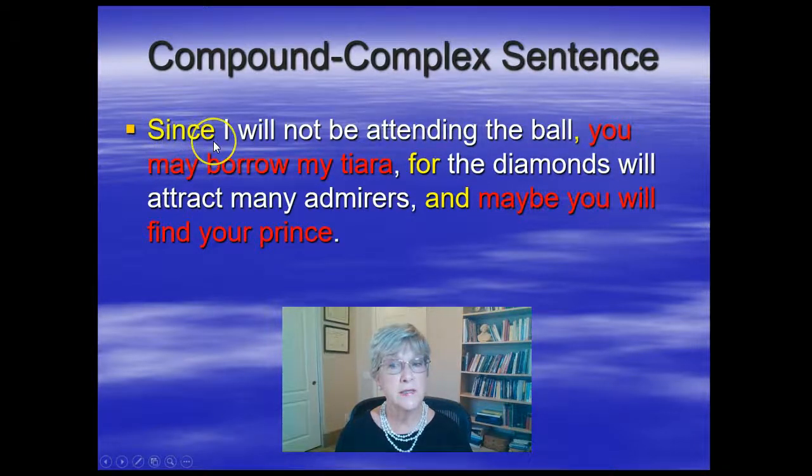The sentence begins with a subordinating conjunction, so we know that this first clause is dependent. You may borrow my tiara, independent clause. The diamonds will attract many admirers. Maybe you will find your prince. And I have three independent clauses, and they're connected with these coordinating conjunctions. So it's simply the pattern you have to learn.